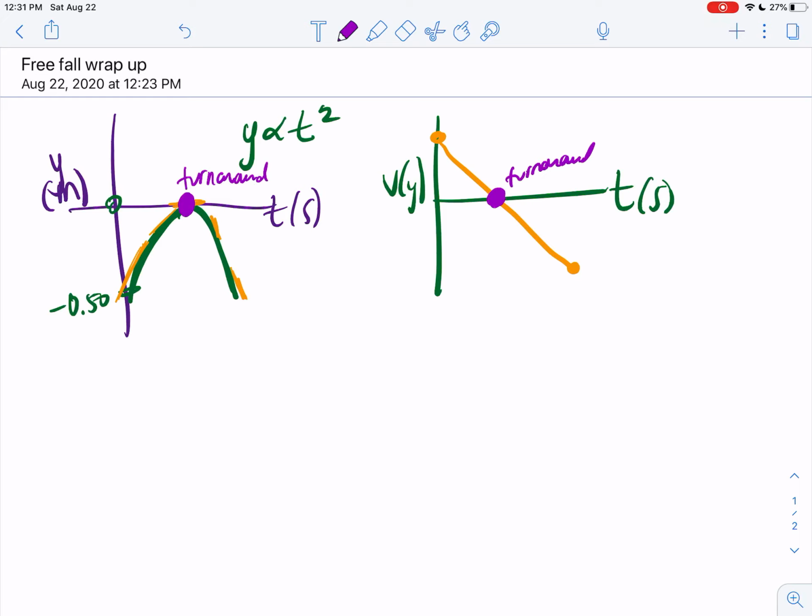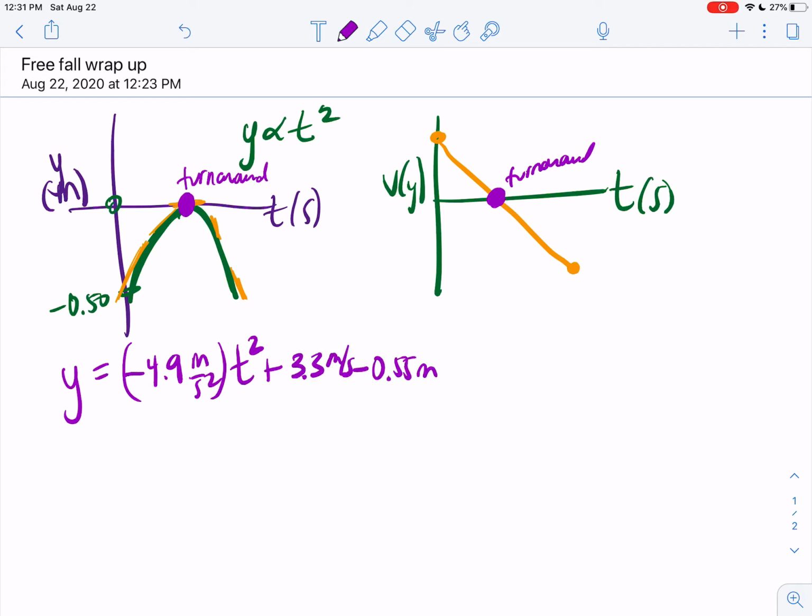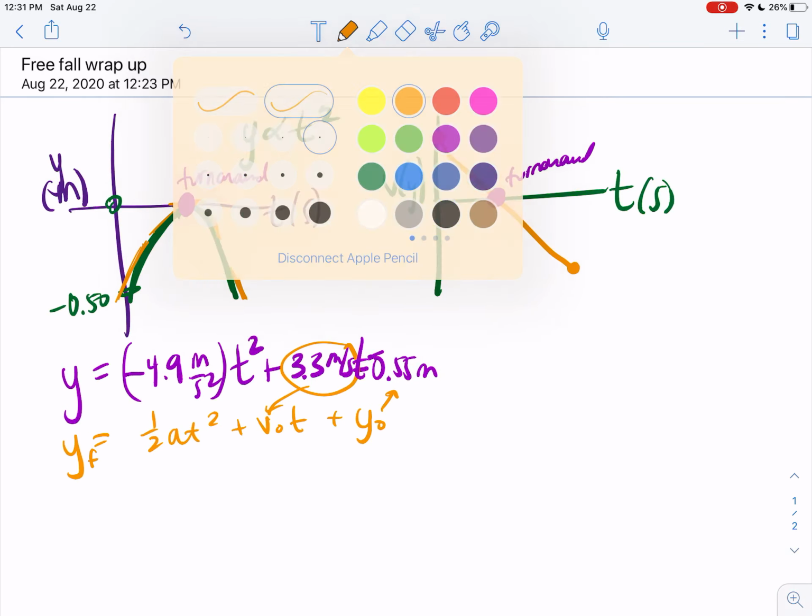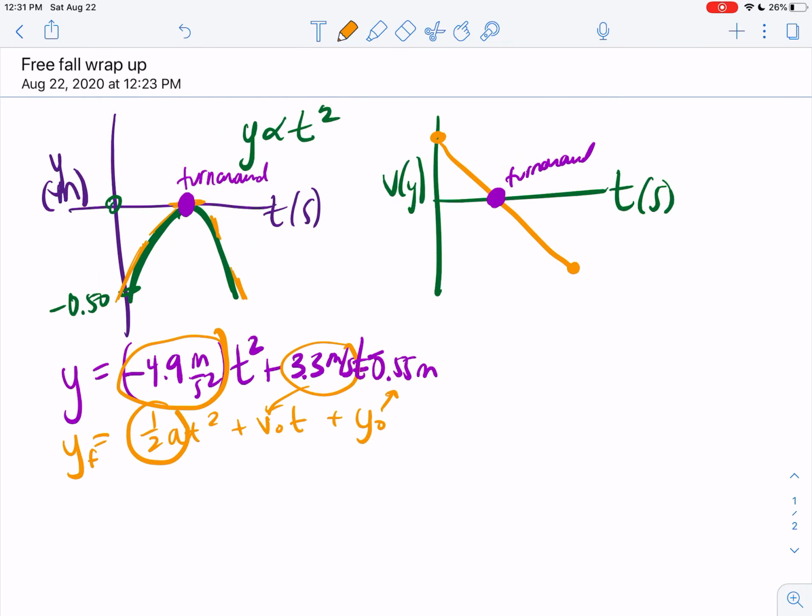If you get this equation, mine came out to be something like -4.9 meters per second squared t squared plus 3.3 meters per second t minus 0.55 meters. You should recognize this as this equation: Y final. There was my initial position, that is my initial velocity, times t, and this is 1/2 the acceleration.